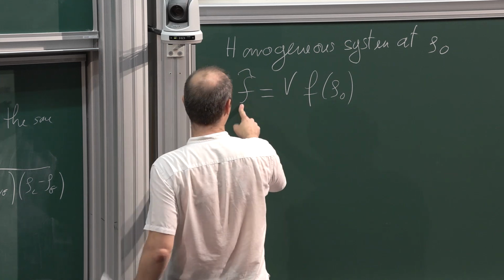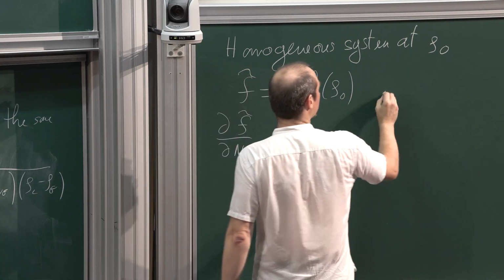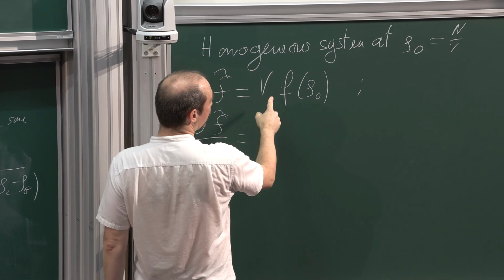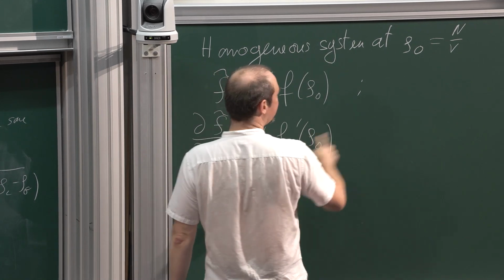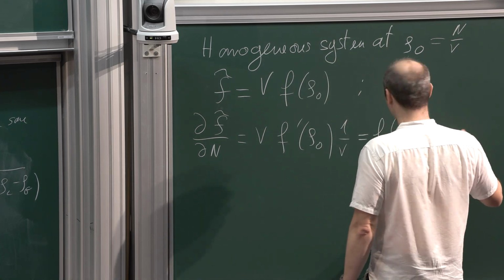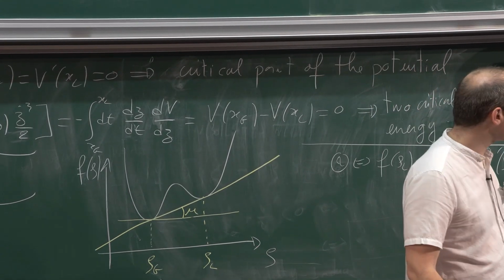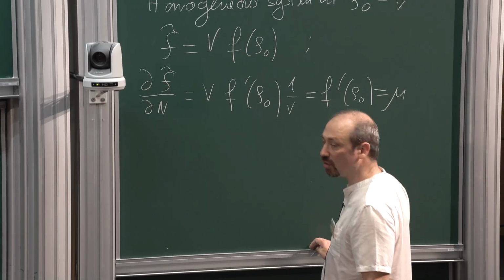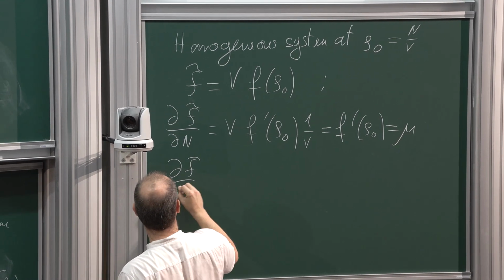So if I want the chemical potential, I have to compute the derivative of the free energy with respect to the particle number. Rho naught is just the number of particles over the volume. So I see that I will have V f prime of rho naught times d rho naught over dN, which is 1 over V, which is f prime of rho naught, equal to mu. So the equality of the slope here is the equality of chemical potential. Okay. The second observable in thermodynamics that is equal between coexisting phases is pressure. Pressure is minus the derivative of free energy with respect to volume, minus dF over dV.